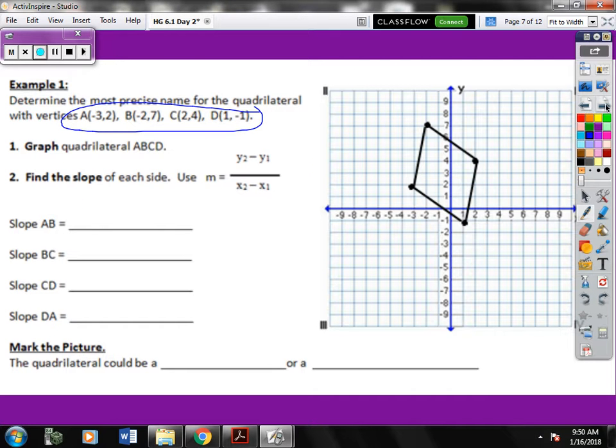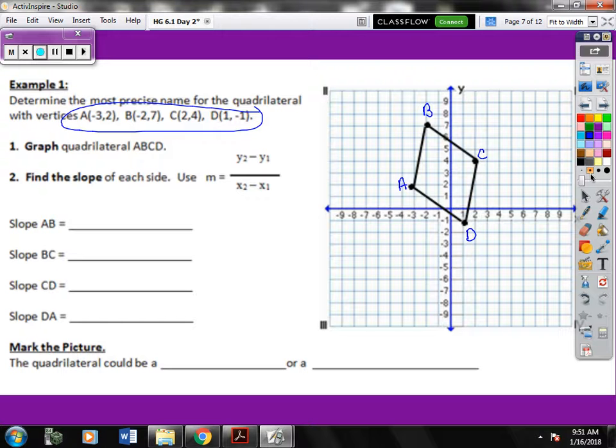Skipping the warm-up, we're going to plot these points in the coordinate plane. You do also want to label the points with A, B, C, and D. And then in order to prove what the shape is, we start with slope, because I can narrow it down, see how many pairs of parallel sides we have.